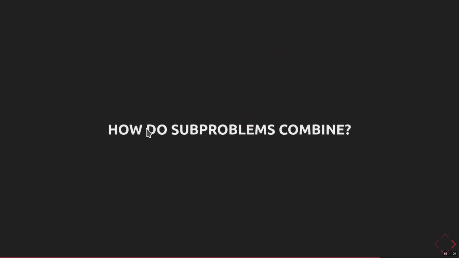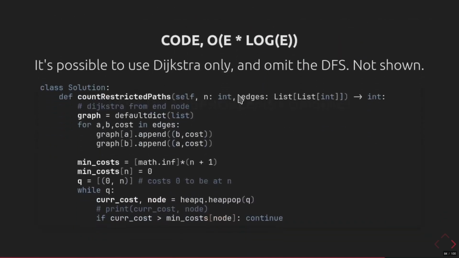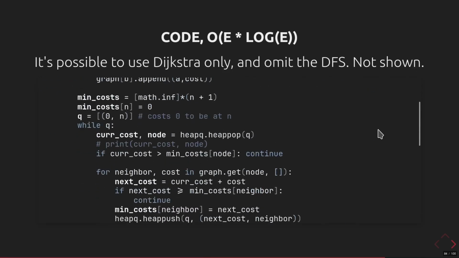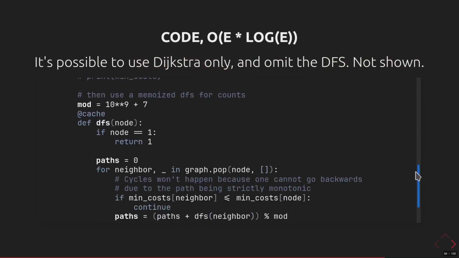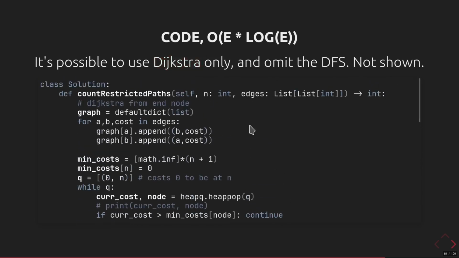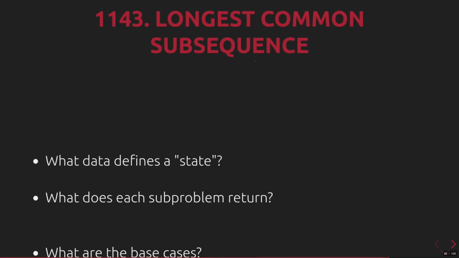So the subproblems in Dijkstra, I think I'm belaboring it a bit too hard. So I'm going to stop talking about this problem. All right. One thing is it's possible to only use Dijkstra in this problem and omit the cached DFS that I write later. I haven't figured out how that works, so I haven't presented it or written it that way yet. But there are wonderful solutions that you can find online that talk about that.